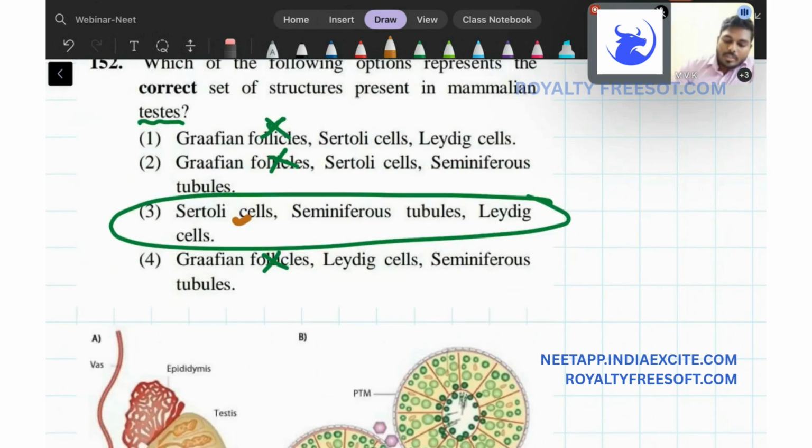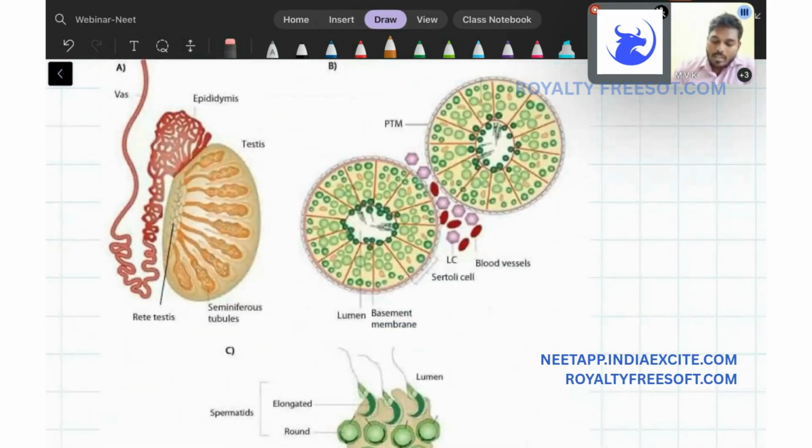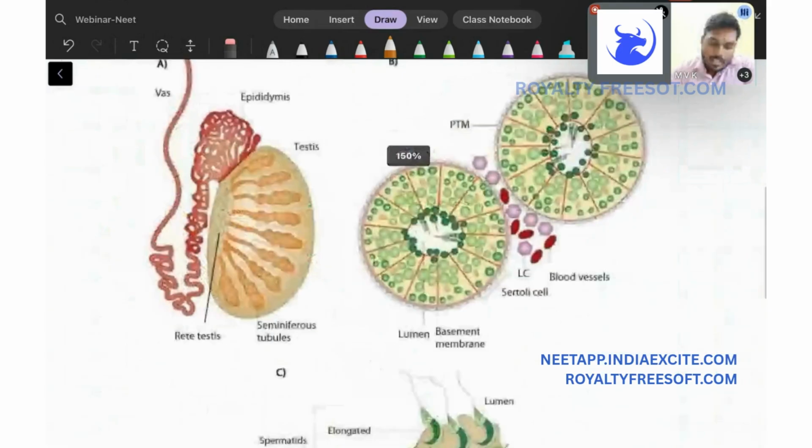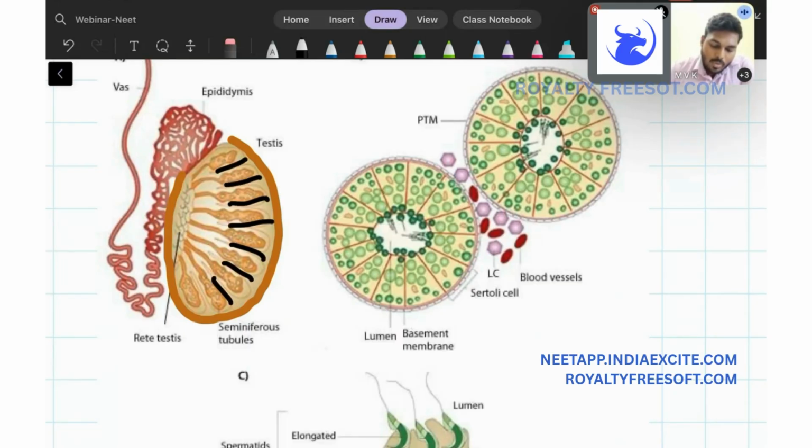Now let's discuss furthermore. We are having Sertoli cells, seminiferous tubules, Leydig cells. See here, I have attached one diagram. So basically, this is the human testis, this is the structure we are having. You see, this human testis is made up of multiple lobules. Yes or no? We are going to have more than 200 lobules here, and each lobule has 2 to 3 coiled structures called seminiferous tubules in them. So you see, these are the seminiferous tubules.